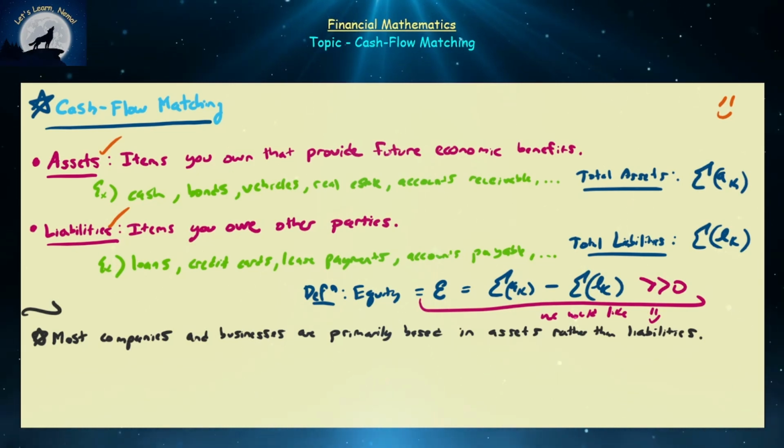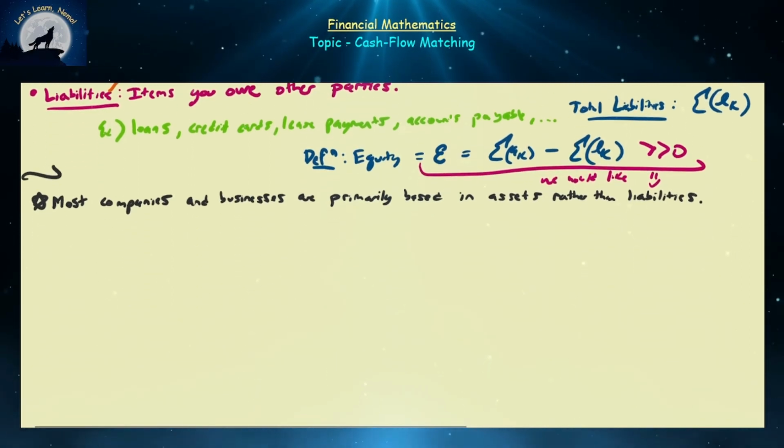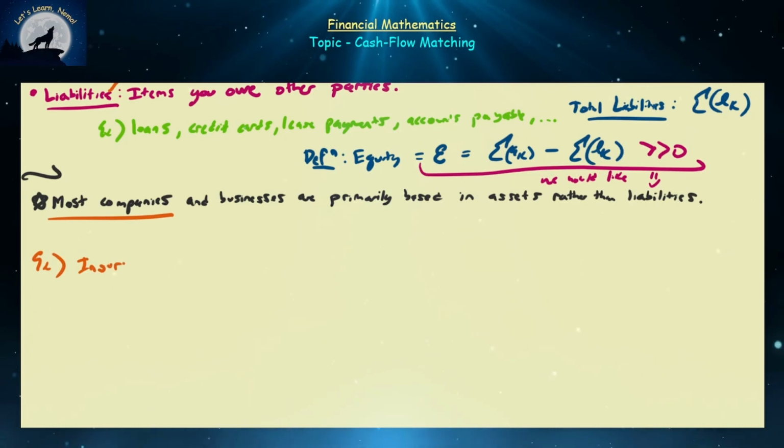Now, generally speaking, most companies and businesses are usually primarily based in assets rather than liabilities, i.e. they usually build their business model around a positive equity, not a negative one. But there is one famous counterexample for this, right? Because I say most companies, so what type of companies and businesses primarily base in liabilities rather than assets? You could consider insurance companies. So how do insurance companies work? Because insurance companies are obviously an extremely large business.